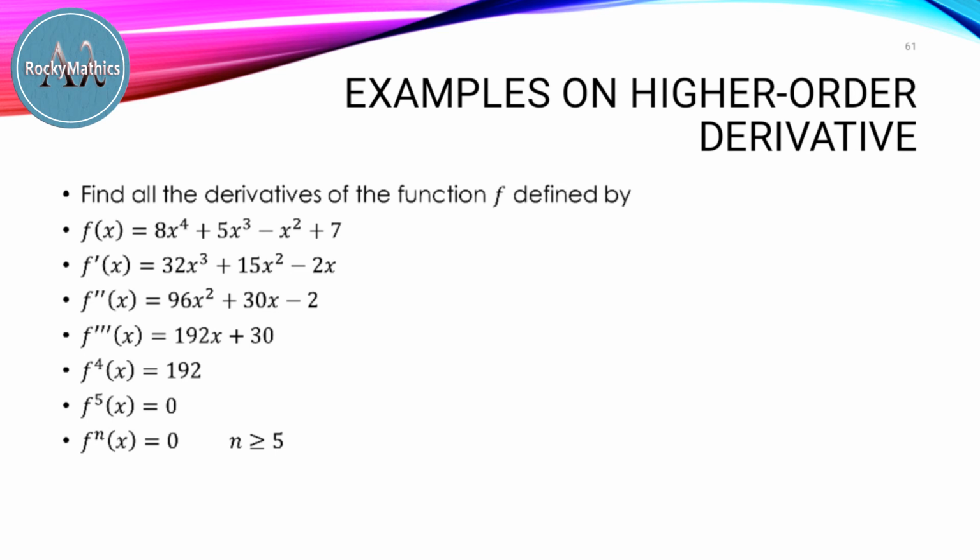Then the fourth order is, so here we use already the n, which is equal to 4. So f raised to 4 of x is equal to 192. Then the fifth order is equal to 0, and also the sixth order, and so on. So these are the derivatives of the function f. And for n greater than or equal to 5, the derivative is 0. These are the derivatives: the first order, the second order, the third order, the fourth order, and the fifth, the sixth, and so on, become 0.